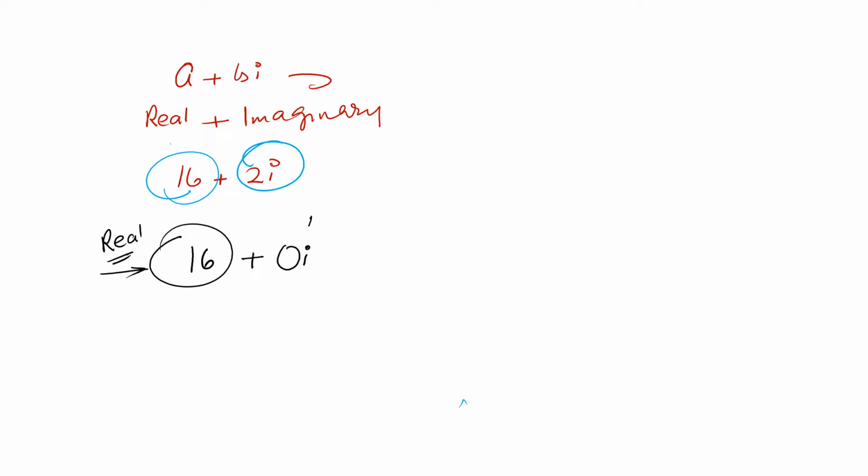Similarly, if I give you minus 18i, for example, and I ask what is the real part of this number, supposing this is the complex number? In order to write a complex number, we should write first the real number and then the imaginary number. Now, the imaginary number is mentioned as 18i. So what is the real part? Of course, it is 0.